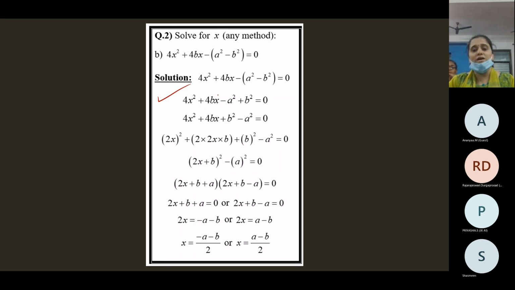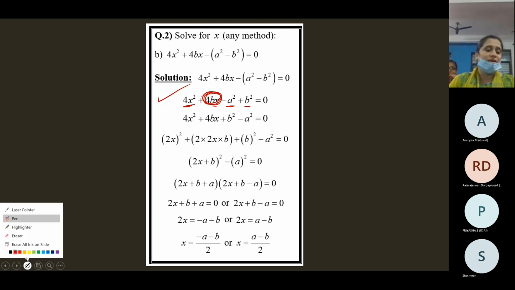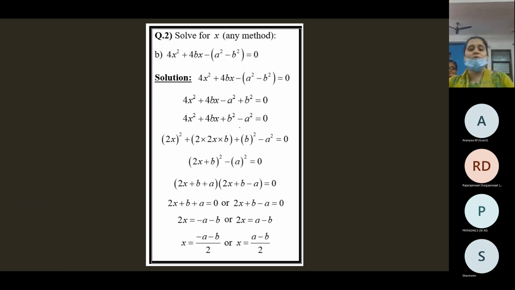So how do you decide how to group? Look at this one. These are perfect squares, 4x squared, a square, b square. So this can act as the middle term, 4bx. And what are the algebraic factors there, b and x? That means you're looking for a b square and x square.